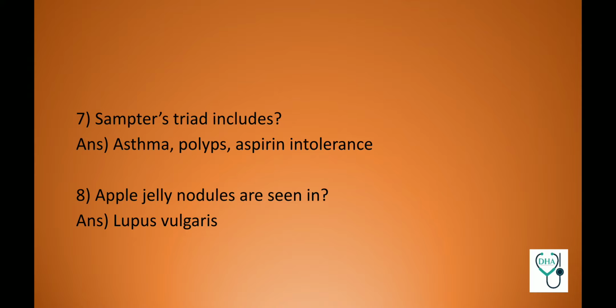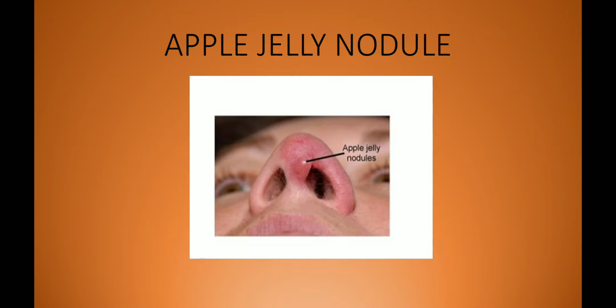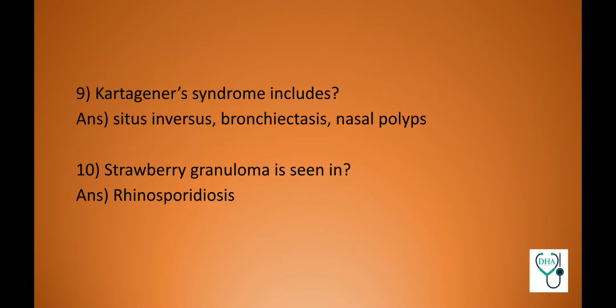Samter's triad includes asthma, polyps, and aspirin intolerance. Apple jelly nodules are seen in lupus vulgaris. This is an image-based question of apple jelly nodules seen in lupus vulgaris. Kartagener's syndrome includes situs inversus, bronchiectasis, and nasal polyps.